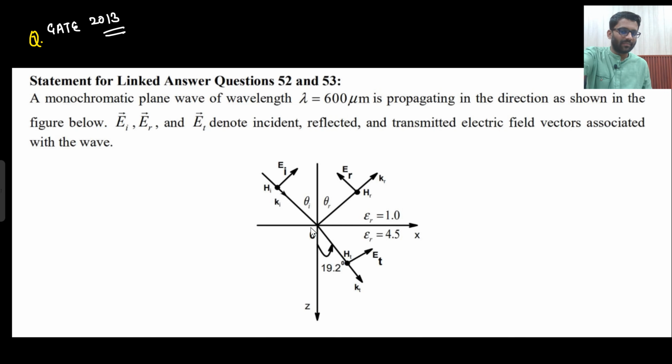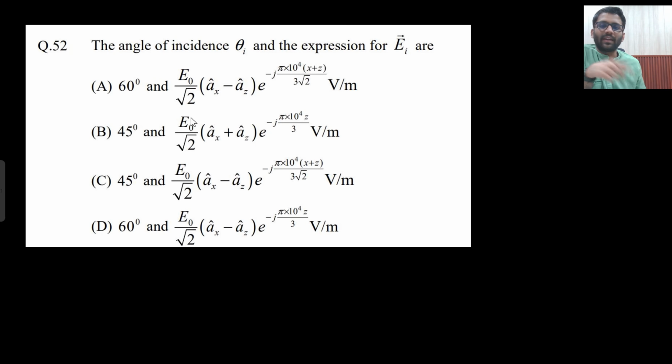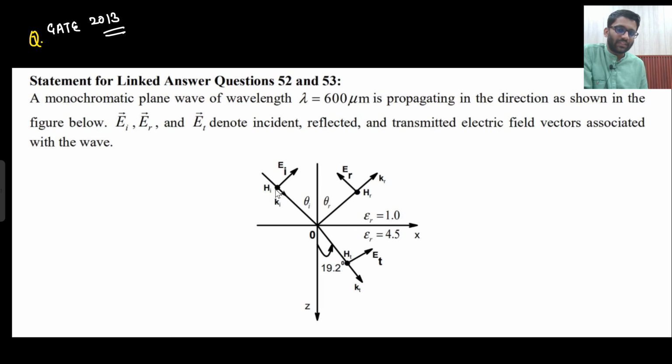So the incident wave is given. This is the transmitted one and this is the reflected one. Okay, these are the waves. A monochromatic plane wave of wavelength lambda is propagating in the direction as shown below. EI, ER and ET have been denoted as the incident, reflected and transmitted electric field vectors associated with the wave. So we need to find the angle of incidence and the expression of EI. So this expression of EI we need to find and the angle of incidence we need to find.